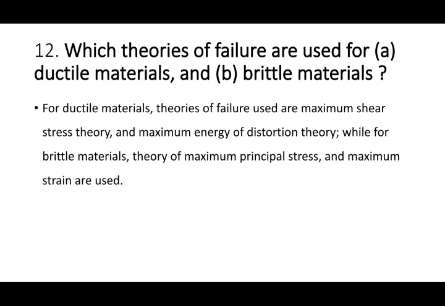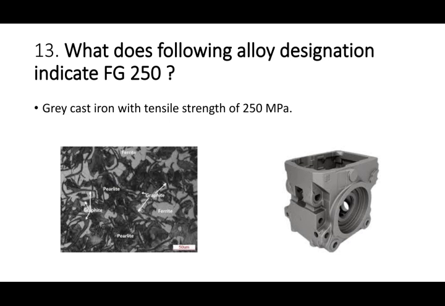For ductile material, theories of failure used are maximum shear stress theory and maximum energy of distortion theory. These two theories are applicable to the ductile material, whereas for brittle material, theory of maximum principal stress and maximum strain are used.